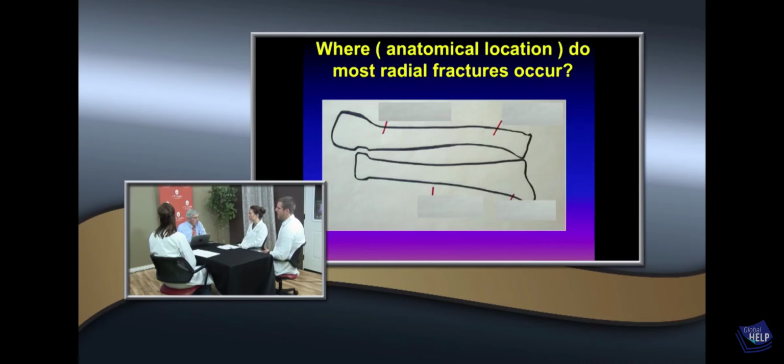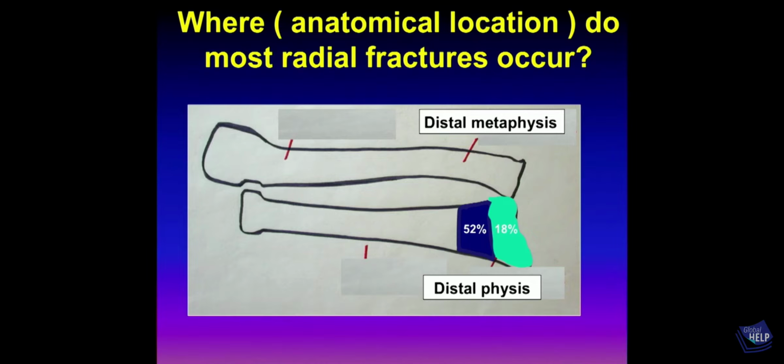Now, where do they mostly occur in the radius? Where do you see most radius fractures in the emergency room? In the diaphysis? Well, no, we're not in the diaphysis. We're talking about the whole radius. The metaphysis. Metaphysis, that's right. About 52% occur in the metaphysis. And then you add on here the distal physis. So that means that 70% of our fractures that you see in children are going to occur either in metaphysis or the physis. And proximal, how often do you see fractures in children?